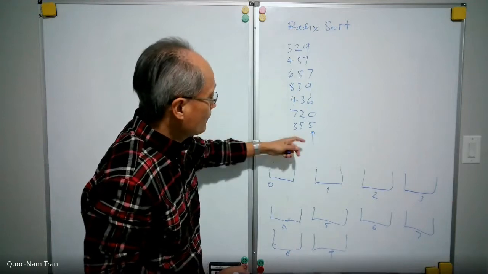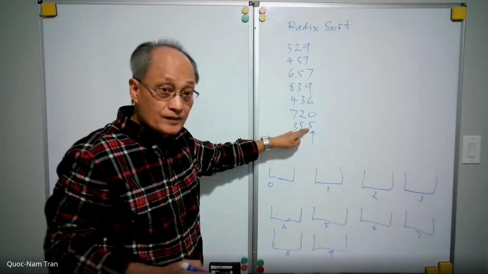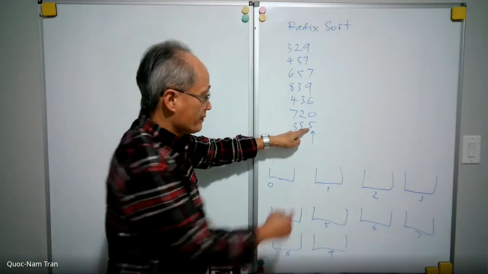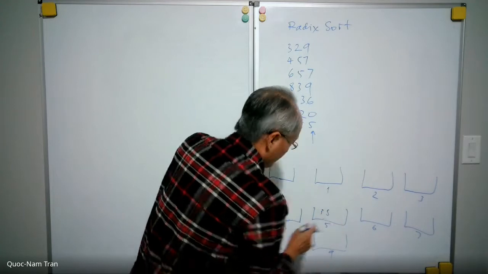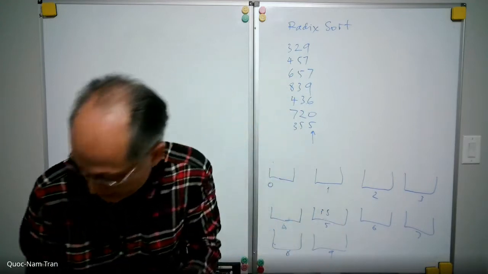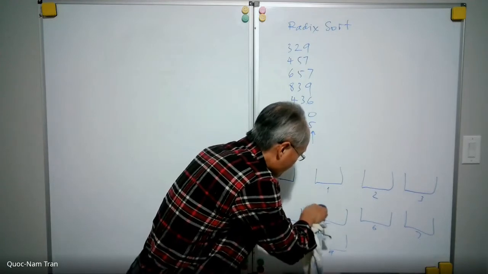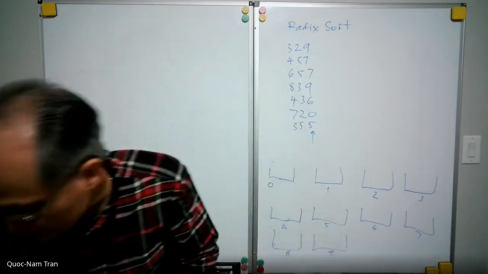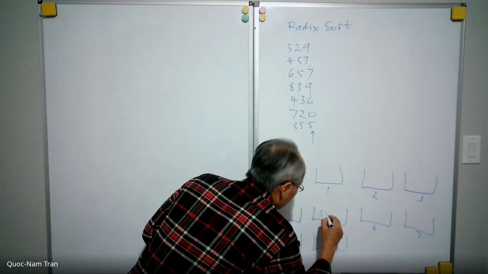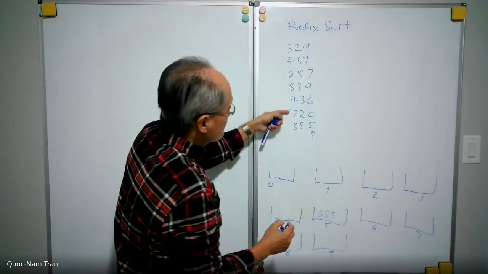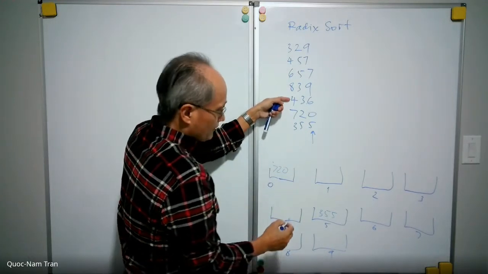So here we have 355. The digit is 5. So we write here 355. Let me choose a different color so we can see it better. Okay, so we will choose here 355 and then 720, and 436.